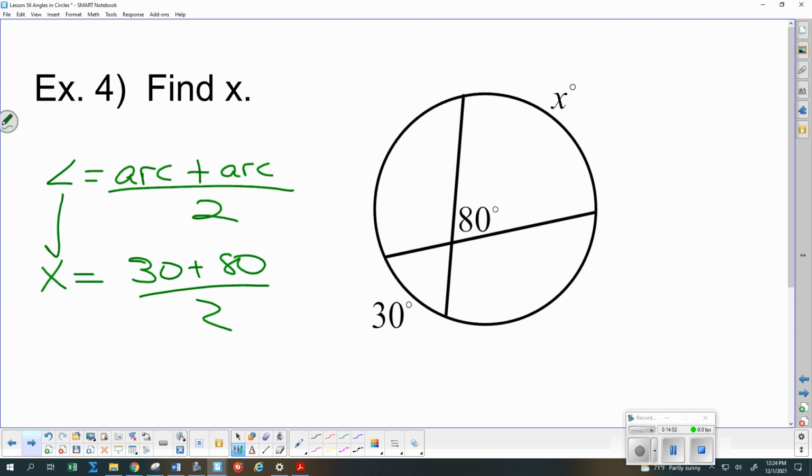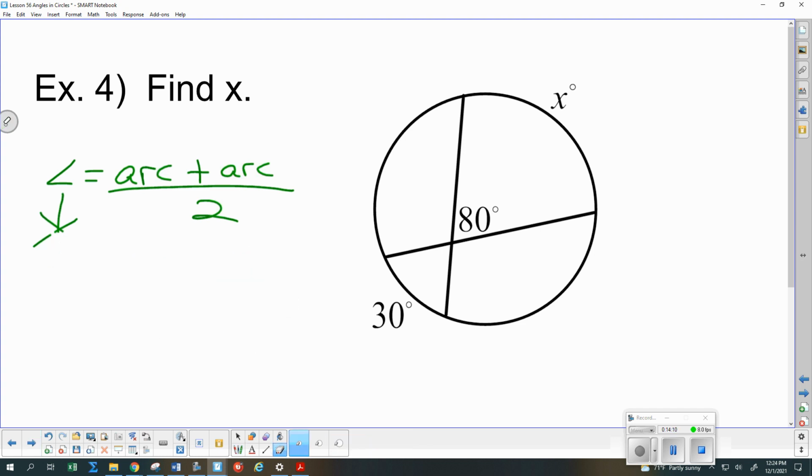Yeah, the angle is not X. So I can't put an X there where the angle goes. To do this one correctly, I need to say, oh, the angle is 80, so I have to put an 80 where the angle goes. The arcs are X and 30. It doesn't matter which one I do first.